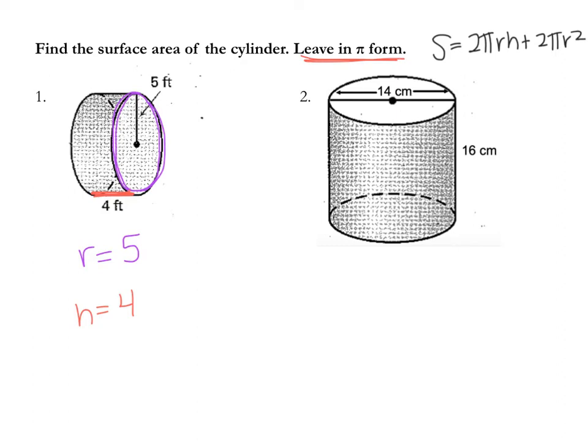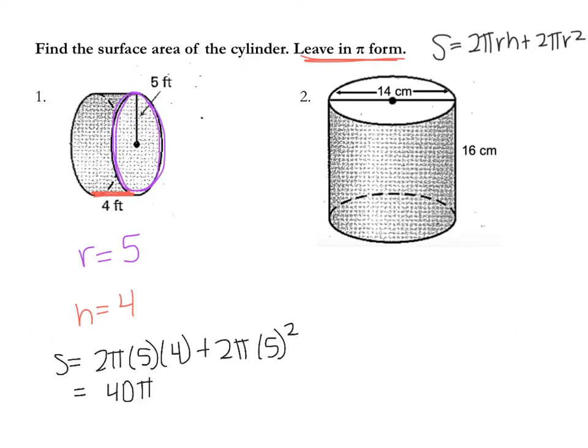Then I'm just plugging into the formula. The formula says to find the surface area, it's 2 pi rh plus 2 pi r squared. And then you're going to simplify the multiplication part first. I'm going to multiply the 2 times the 5 times the 4, but I'm going to leave the pi in the answer. So this would be 40 pi. Then I'll do the same thing here. I have to square 5 first. Make sure you follow your order of operations. 5 squared is 25 times 2 gives me 50 pi. Then I can add those two together and get my answer: 90 pi feet squared.